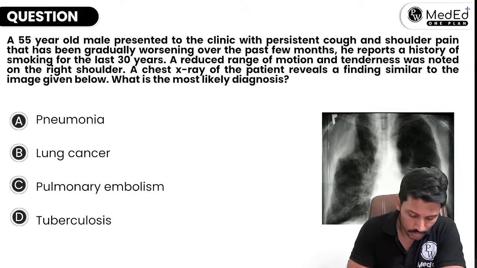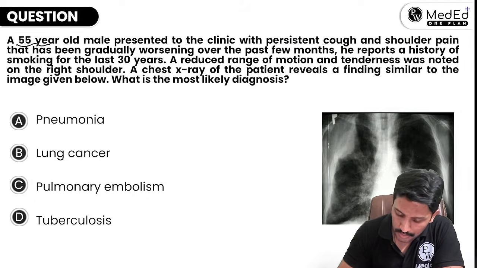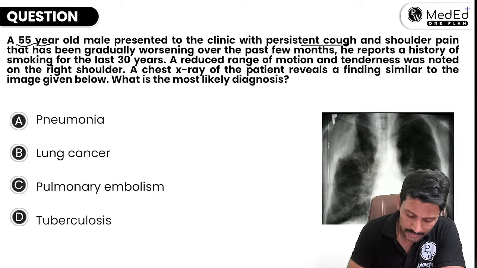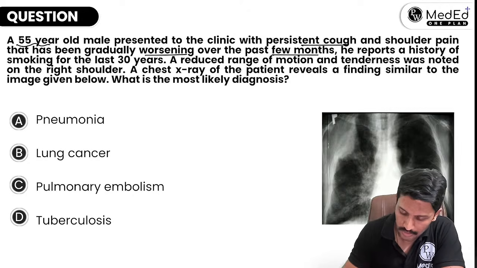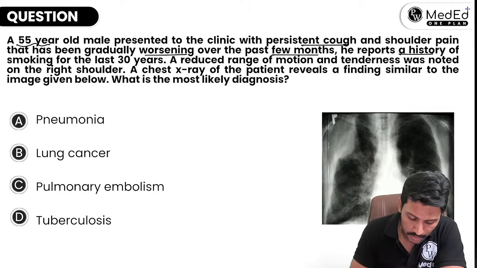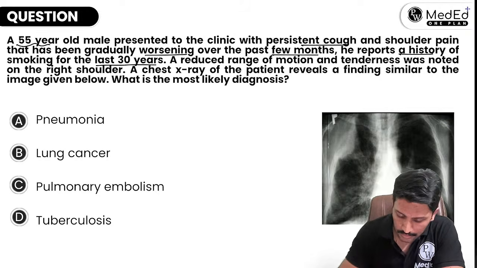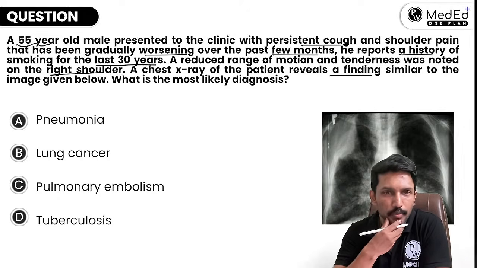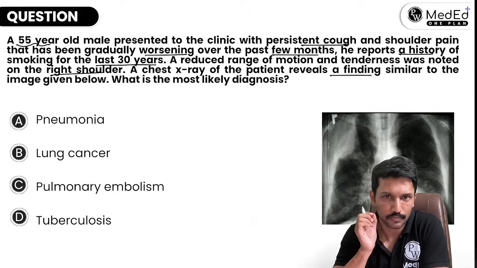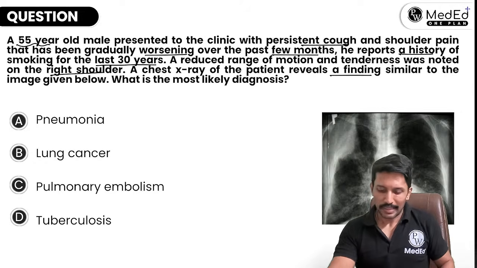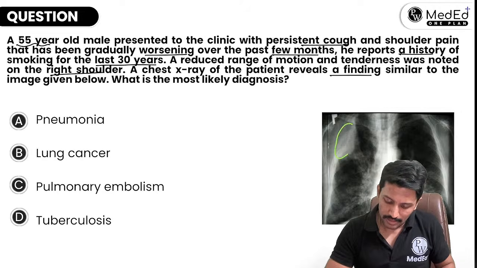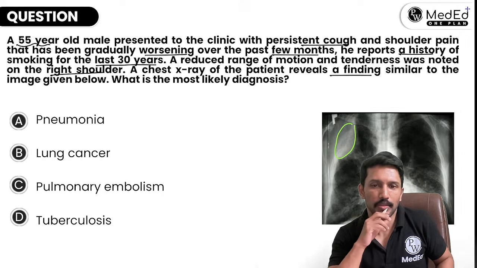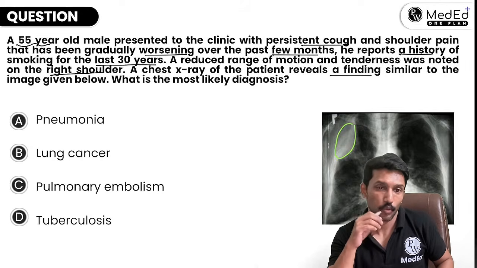A 55-year-old presented to the clinic with persistent cough and shoulder pain that has been gradually worsening over the past few months and reports a history of smoking for the last 30 years. There is a reduced range of motion and tenderness was noted on the right shoulder. X-ray of the patient reveals a finding similar to the image given below. What is the most likely diagnosis? Okay. So we can see that there is some opacity in the right upper lobe or the apex of the right lung. Now, what can it be?